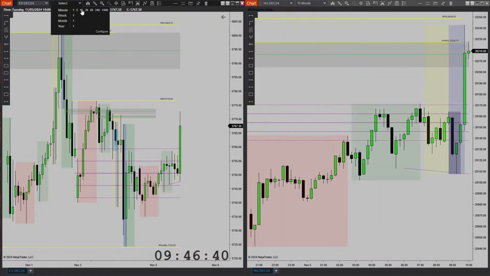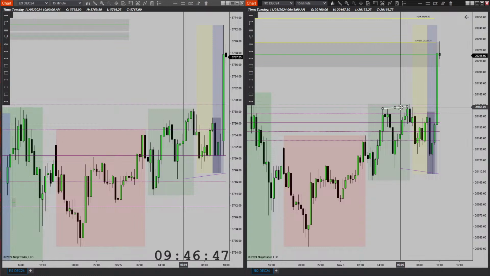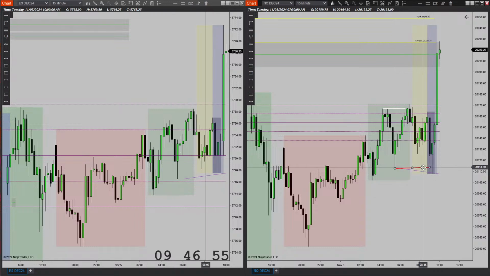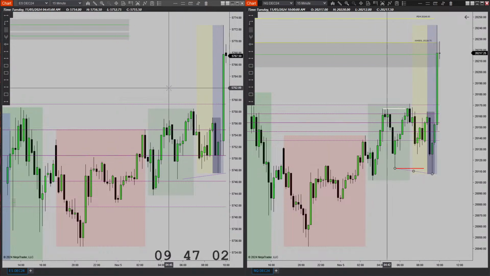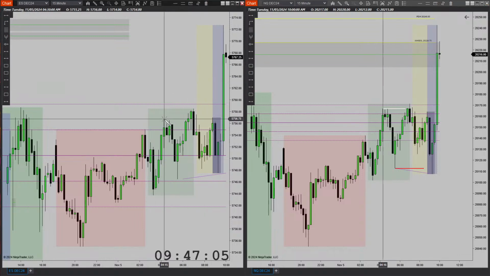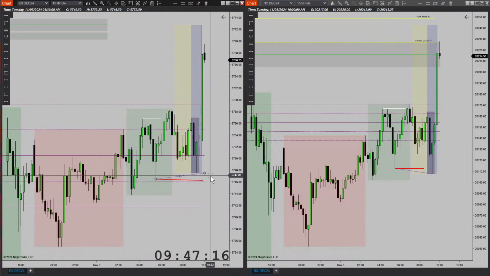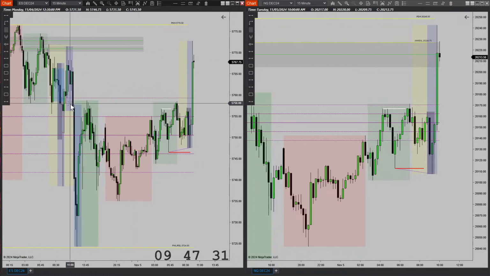Let's take a look at the, yep, right here. So right off the open, that was a pretty good setup. And this low here did not sweep. Yep, right here. This low did not sweep. This low did.